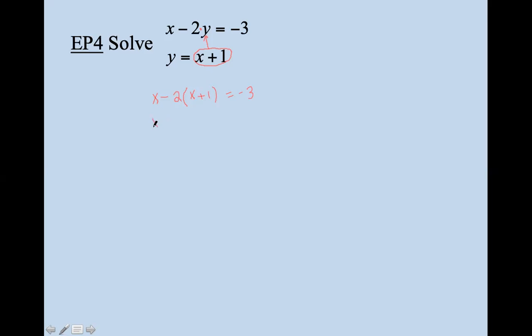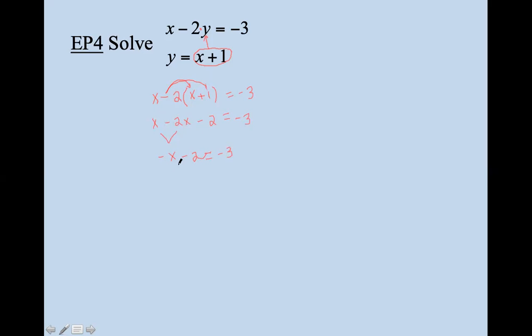So I have my x. I need to distribute this -2 times x is a -2x. -2 times +1 is -2. And that's equal to -3 still. I'm going to combine these like terms. 1x minus 2x is a -1x, or just -x. Minus 2 is equal to -3, so I'm going to keep simplifying.